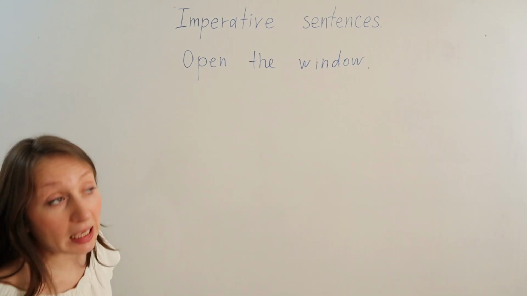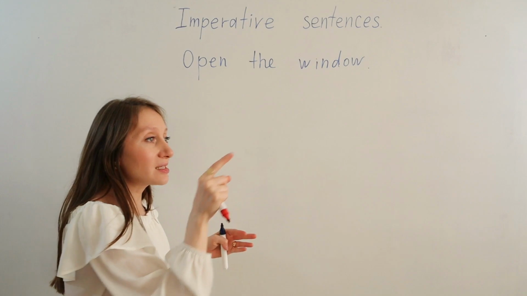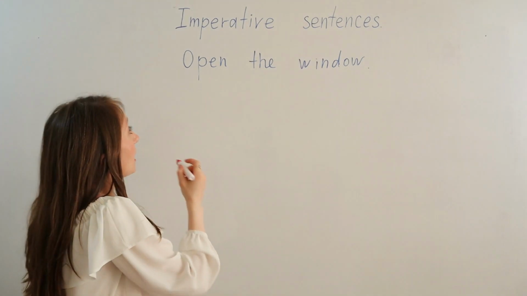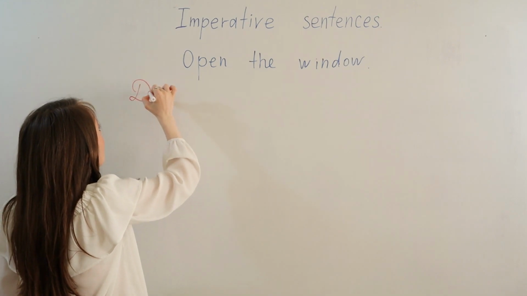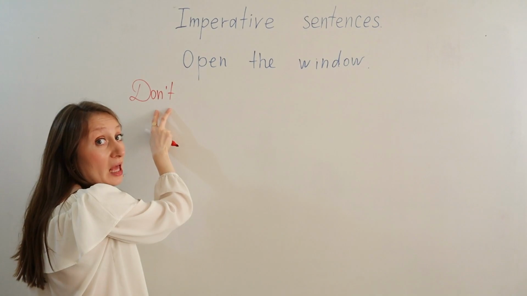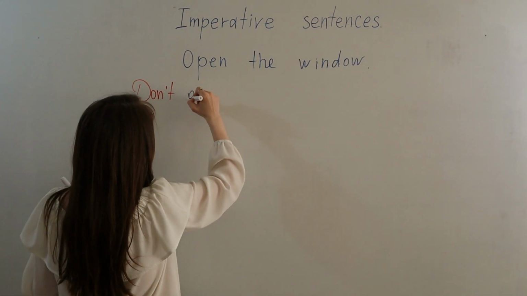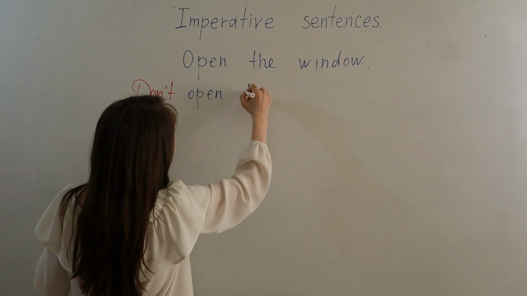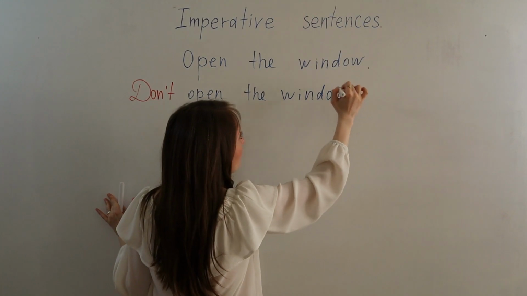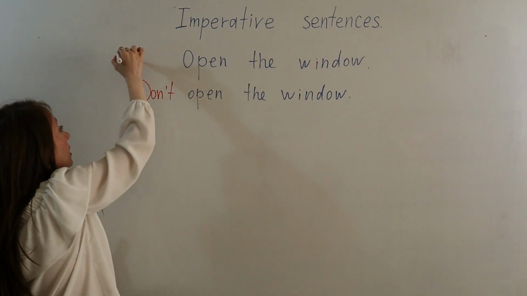Let's make a negative imperative sentence. So, if you want somebody not to open the window, you say don't. So you add negative auxiliary verb, helping verb. Don't in the same sentence. Don't open the window. As you can see, it's very, very easy, right?